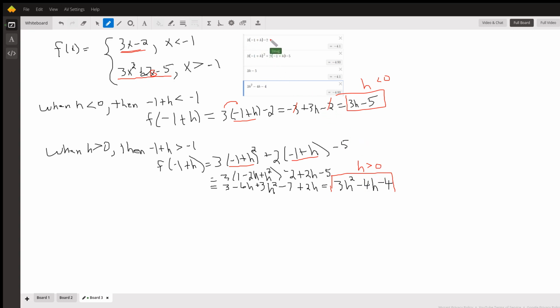And this little table kind of confirms it. This is the same as this, -4.1. And this is the same as the formula we got when we simplified.